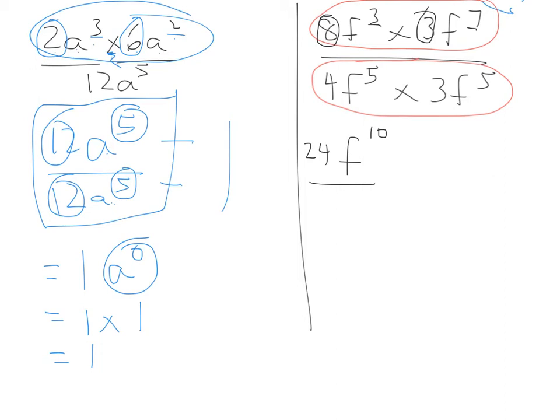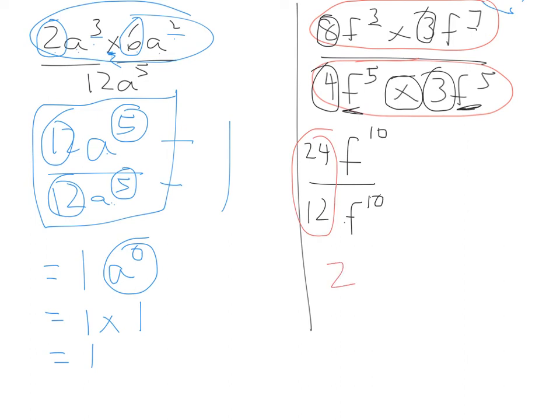Now at the bottom we've got f to the power of 5, f to the power of 5. We're multiplying, so 5 plus 5 gives us f to the power of 10, and then from there 4 times 3 we know is 12. Okay, now, really big stuff here. 24 divided by 12, we end up with 2, that's right.